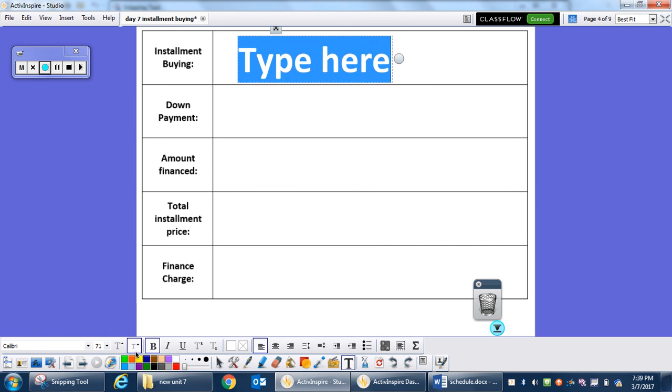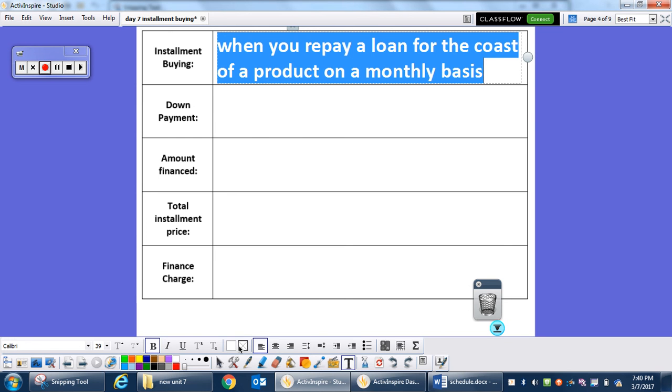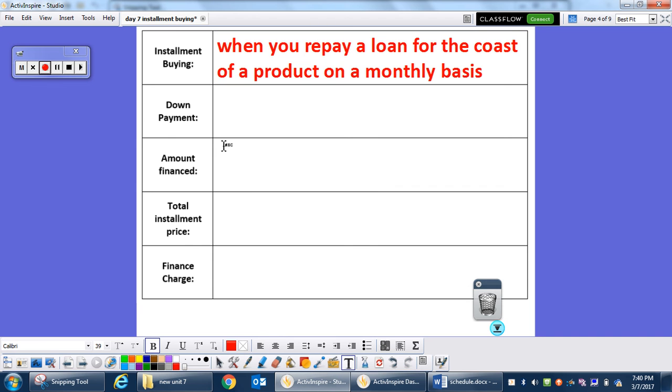And installment buying, so this is typically when you're buying those big ticket items. Normally you don't pay for them all at once, so you pay for them in installments. So this is when you repay a loan for the cost of a product, and typically it's on a monthly basis. Now I know what you're thinking, you can't see that, so I'm going to change the color. Okay? Normally with installment buying you pay a monthly amount.